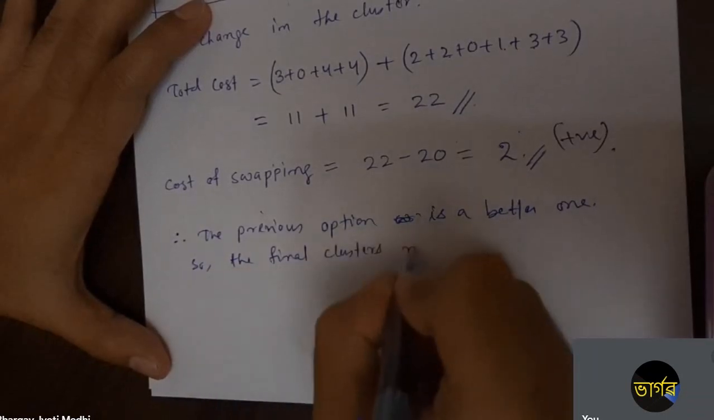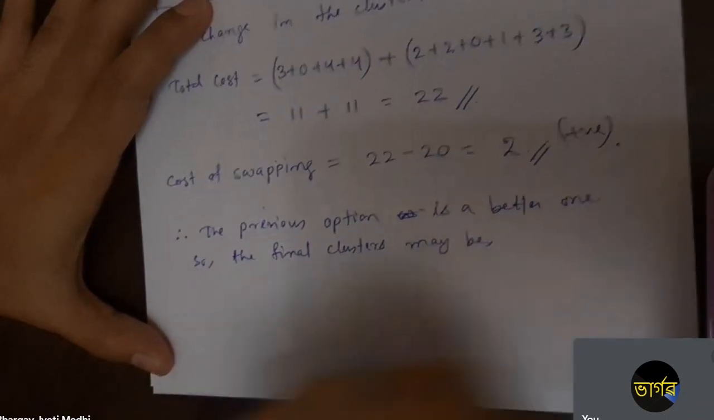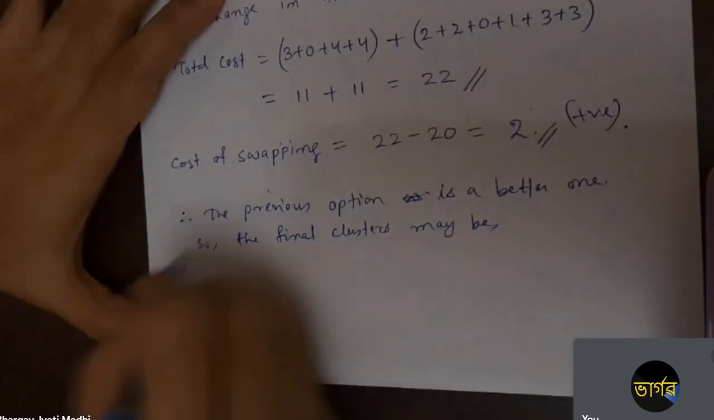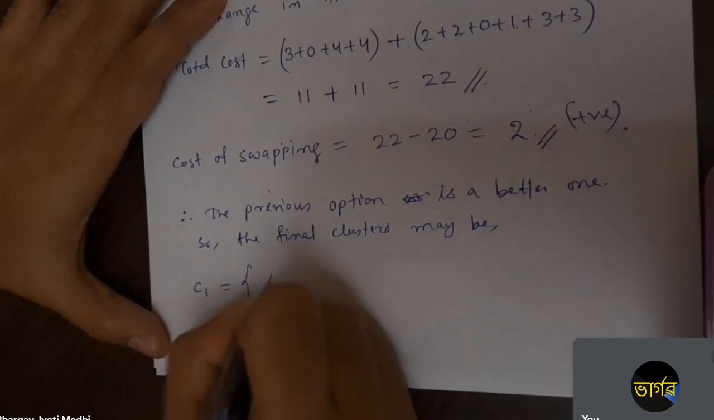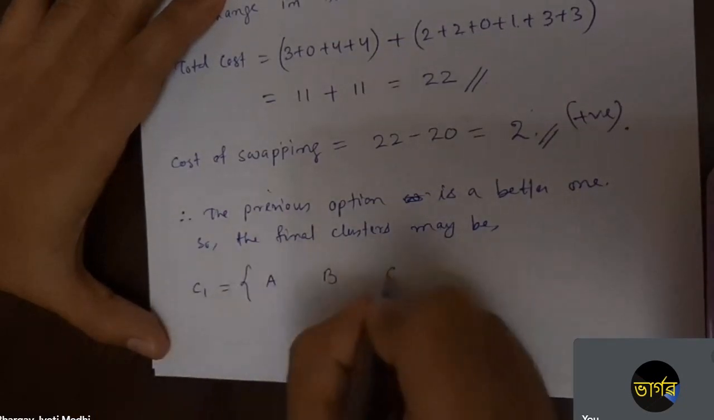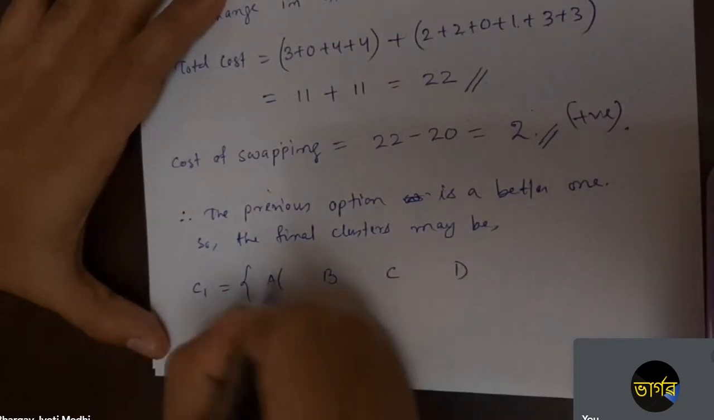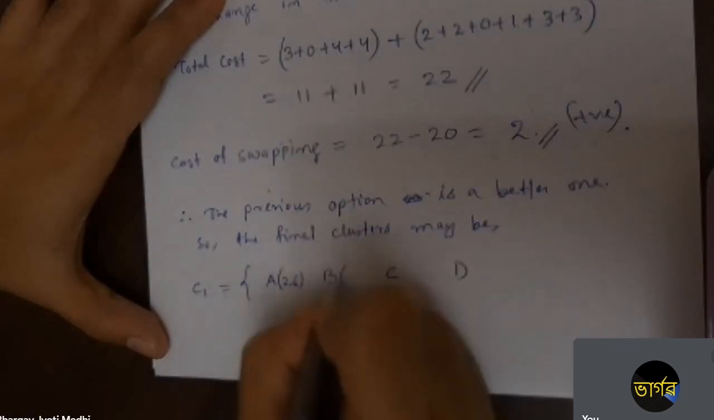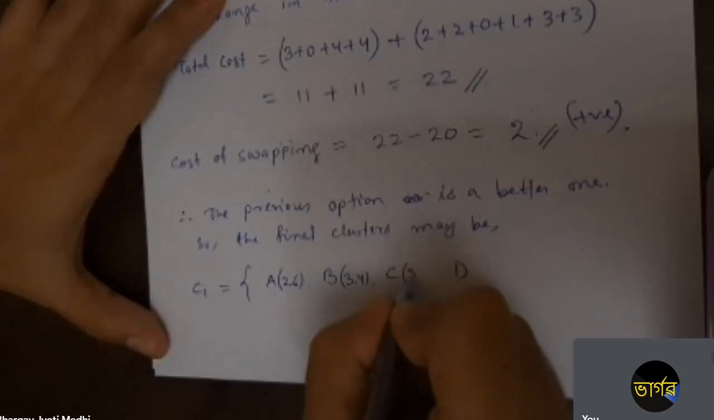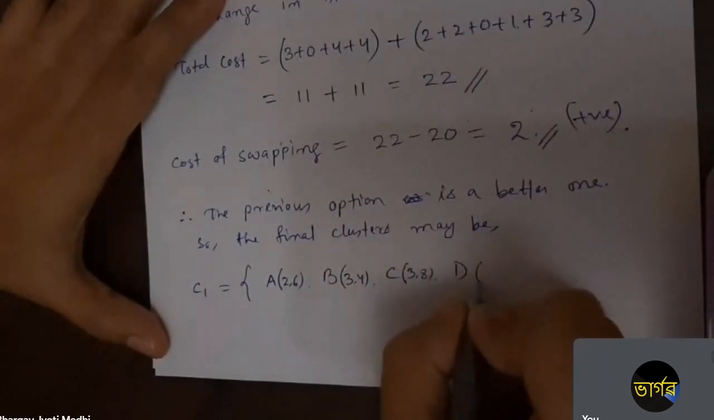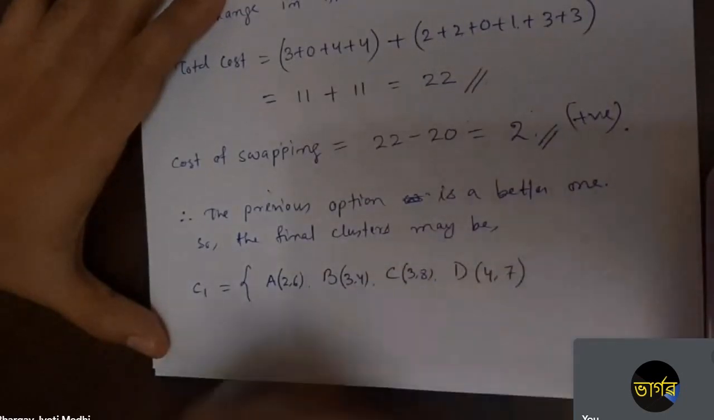What will the final clusters be? C1 will be points A, B, C and D. Coordinates: A is 2, 6. B is 3, 4. C is 3, 8. And D is 4, 7. These are the coordinates, and the midpoint was B, that is 3, 4.